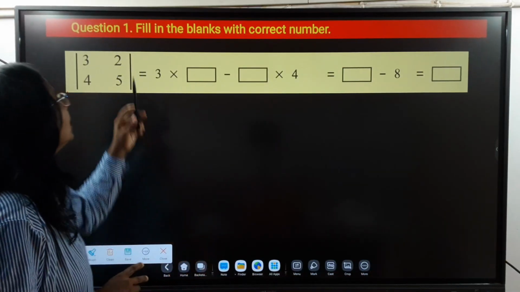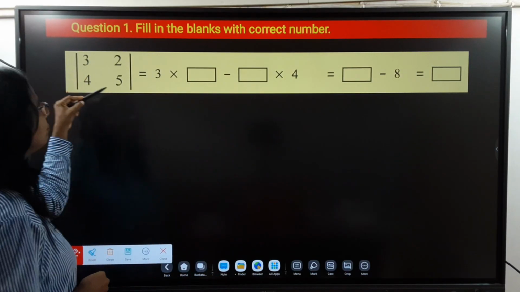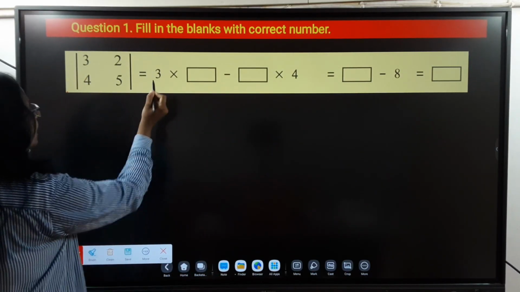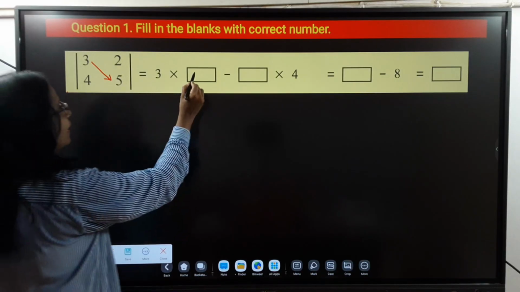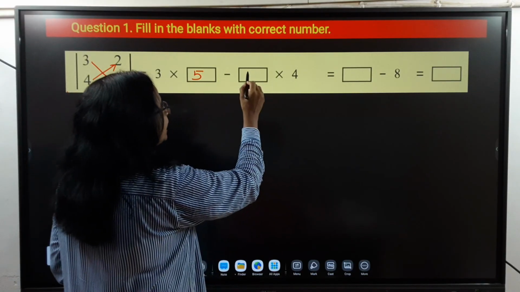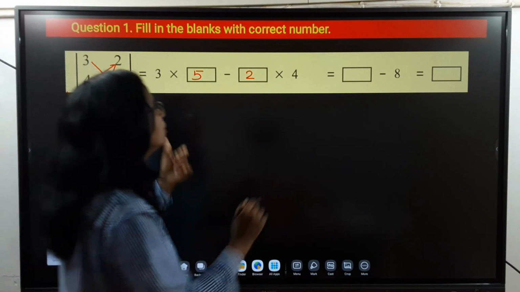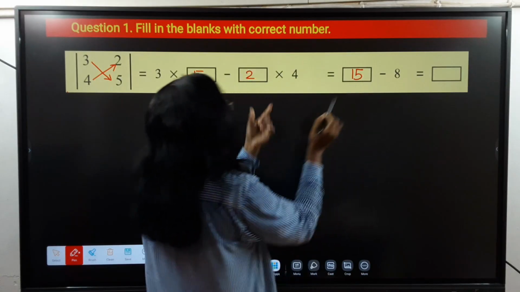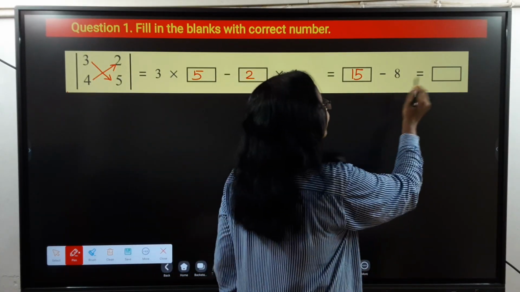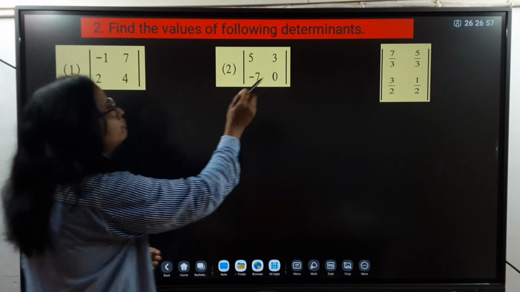Question 1, students: fill in the blanks with the correct number. The determinant of 3, 2, 4, 5 is equal to 3 multiply 5 minus 4 multiply 2. Here 4 is already given, so we write 2 in this box. Now 3 fives are 15, minus 2 fours are 8, and 15 minus 8 is equal to 7.